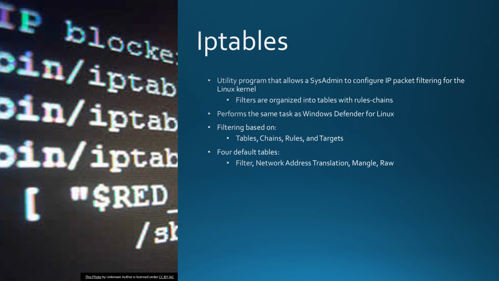IP tables. It's a utility program that allows a sysadmin to configure IP packet filtering for the Linux kernel. Filters are organized into tables that then have rule chains. Chains of rules basically determine what needs to be done with the packet. And you build the chains one rule at a time. IP tables kind of perform the same task as Windows Defender, but for Linux.